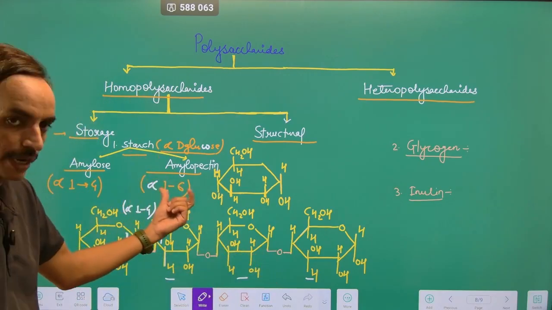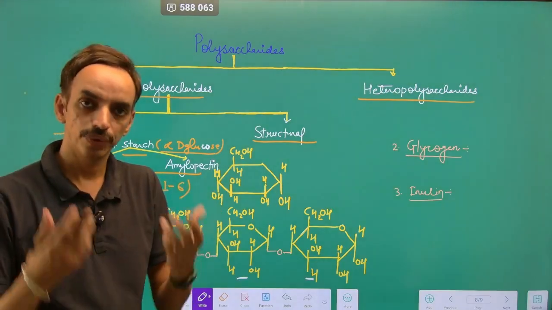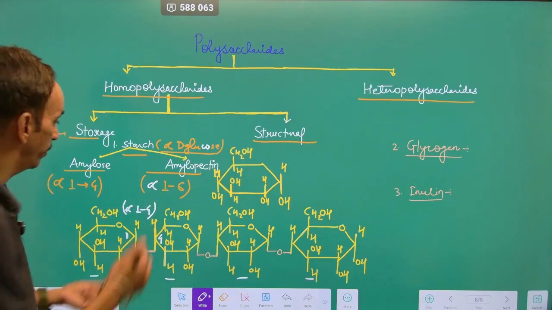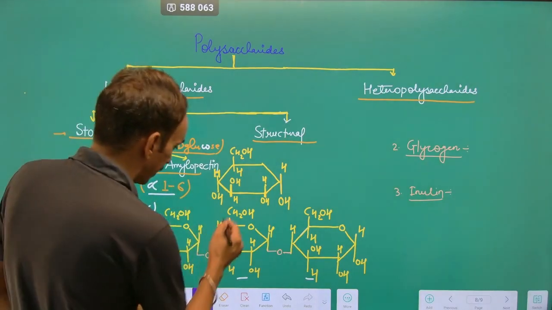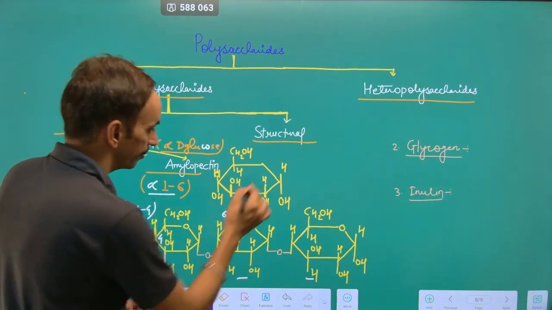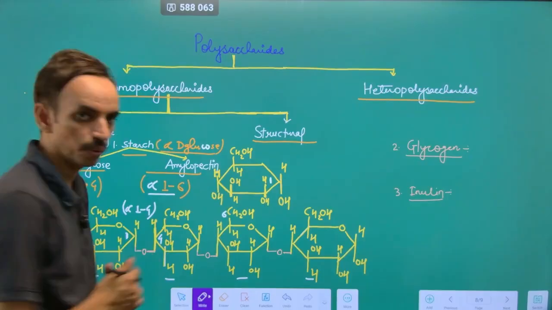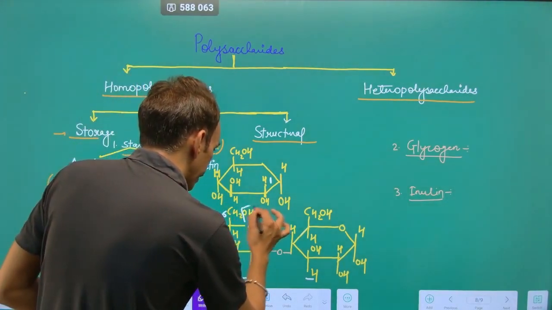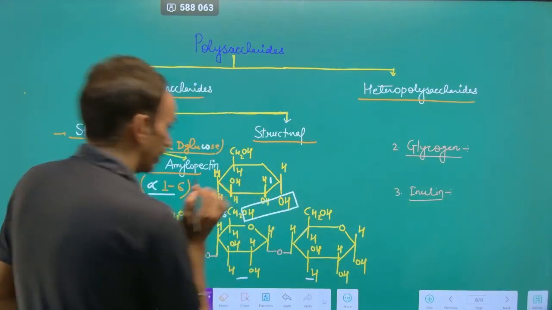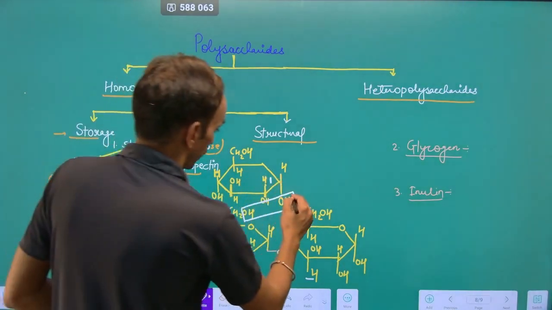While in case of amylopectin, after 15 to 20 residues, there is a formation of alpha 1,6 linkages. Branch structure बनेगा. कैसे बात करते हैं? It is the 6 number carbon. It is the 1 number carbon of glucose. There is a formation of glycosidic bond. We can say the condensation reaction takes place.